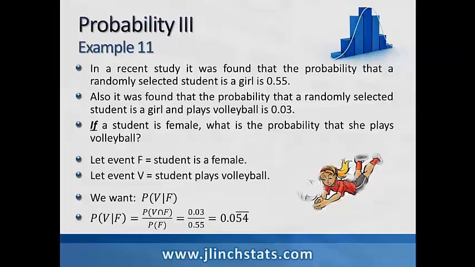From earlier, we saw that the probability that a randomly selected student is a girl and plays volleyball, the and probability, is 0.03, and the probability that the student is a female is 0.55. So if we take that and probability and divide it by the given probability, the probability that a randomly selected student plays volleyball given they're a female is equal to 0.054 repeating.